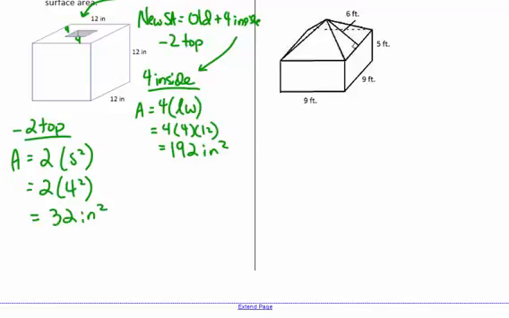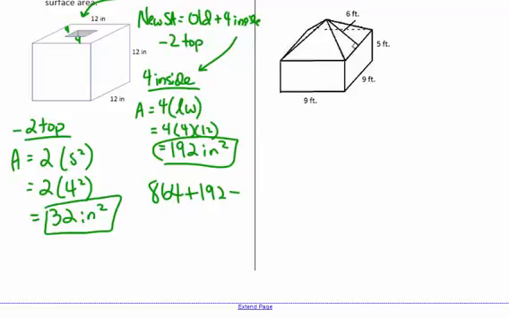So we have the old area up top, 864, plus this new one right here, 192. And from that we're going to subtract away the top and bottom that is no longer there. So this is our new surface area, and it ends up being 1,024 inches squared.